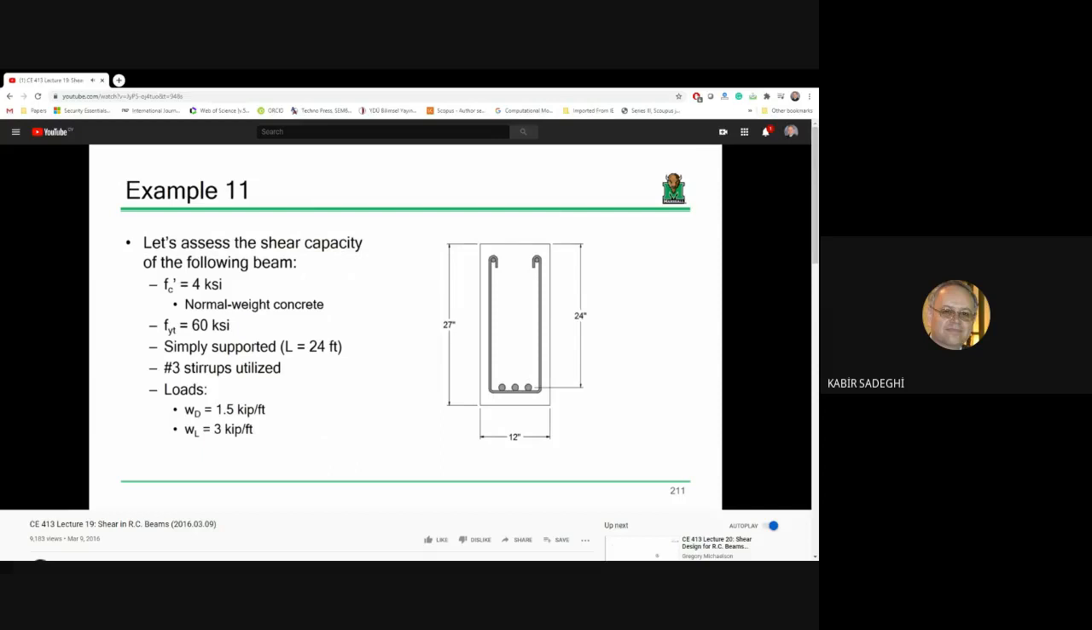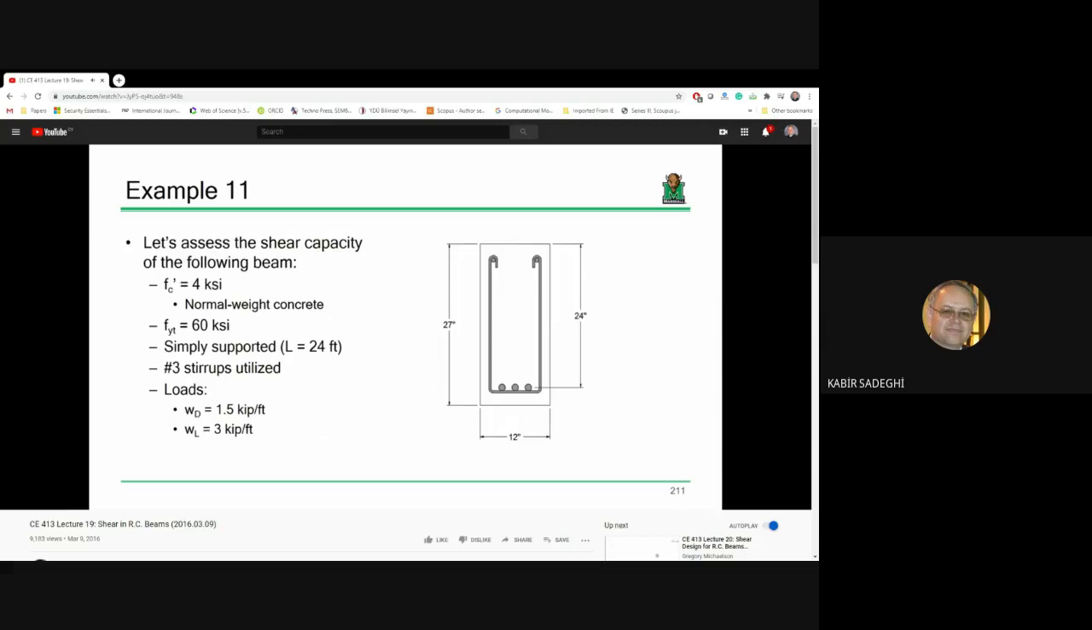This is an important design process to learn, and arguably I think it's one of the things that's kind of an afterthought in structural design. A lot of times you're so focused on the moment, and then for shear, you just put some stuff in there. Now this stuff matters, okay? So I want to do a shear analysis problem.